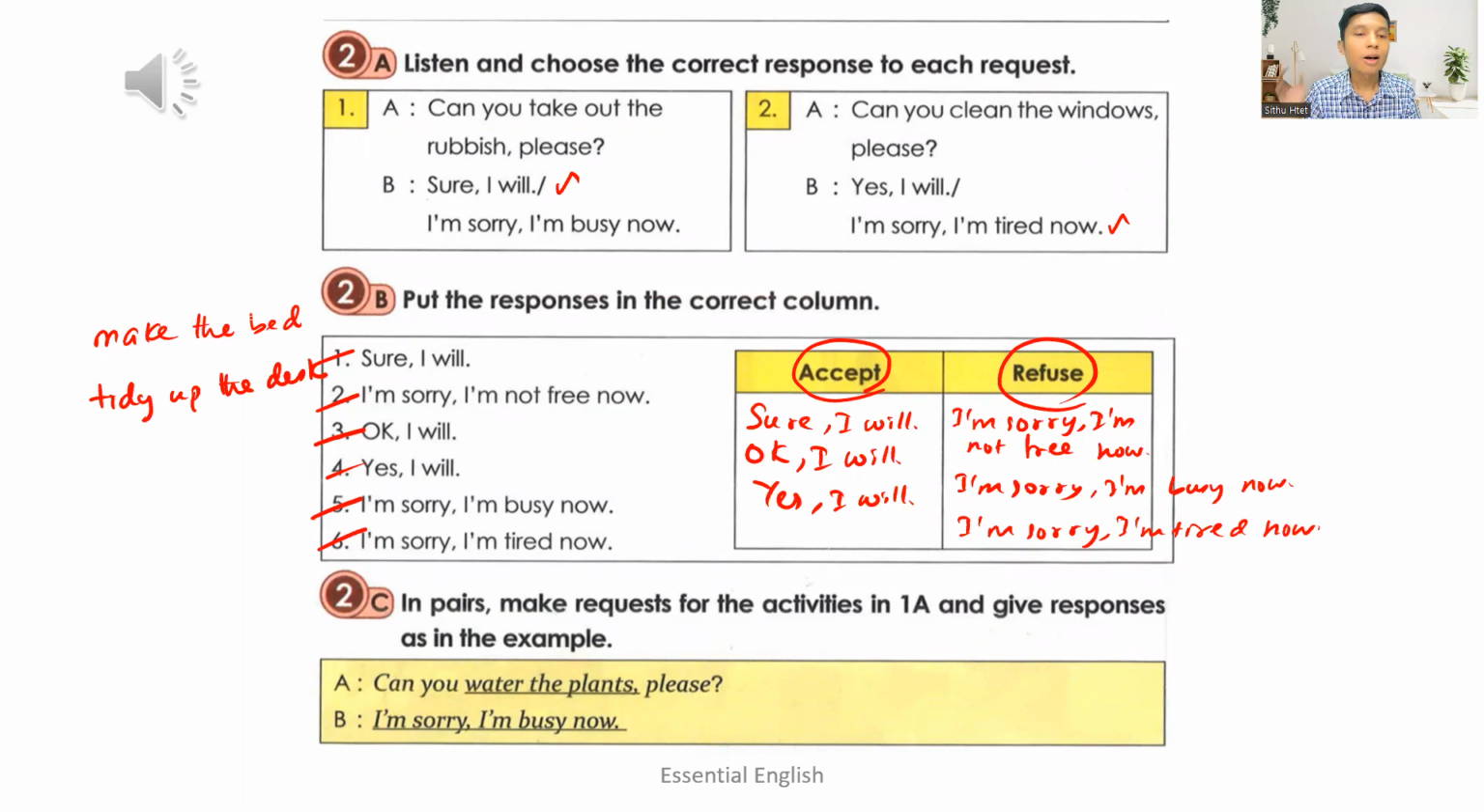Okay, so in pairs, this means you have to work with another student and you have to make requests for the 10 activities in exercise 1A, and you should give suitable responses as in the exam. So find yourself a partner.